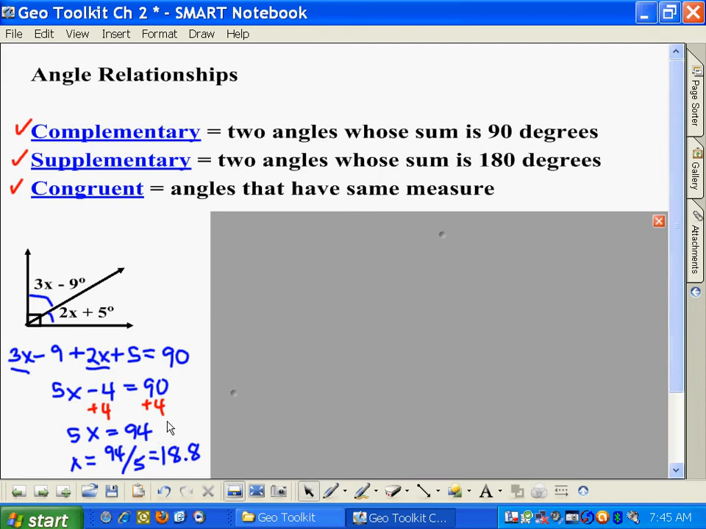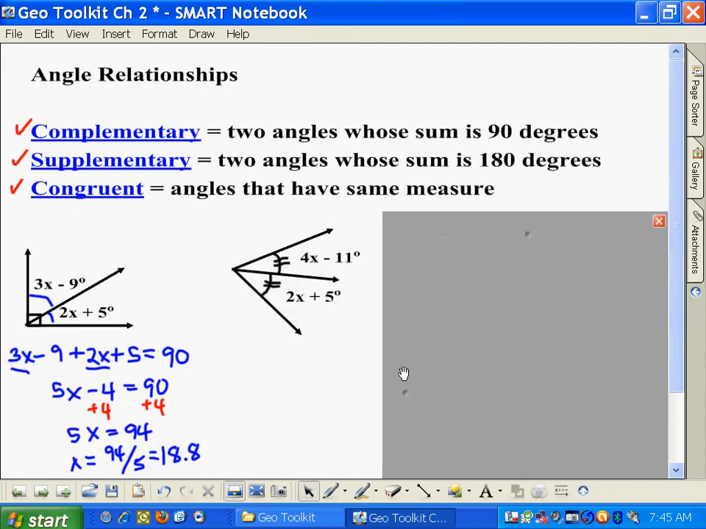Alrighty, so next up, we have this picture right here. What it's telling you is simply this. We've got one big angle and two smaller angles, and it says right here this angle and this angle are congruent. They are the same. So if they're the same, they have the same measure. So we can say that angle 1, which is 4x minus 11, must equal the other angle, which is 2x plus 5.